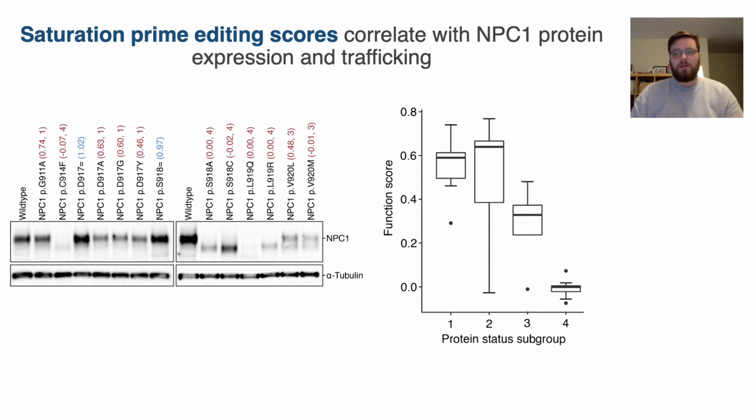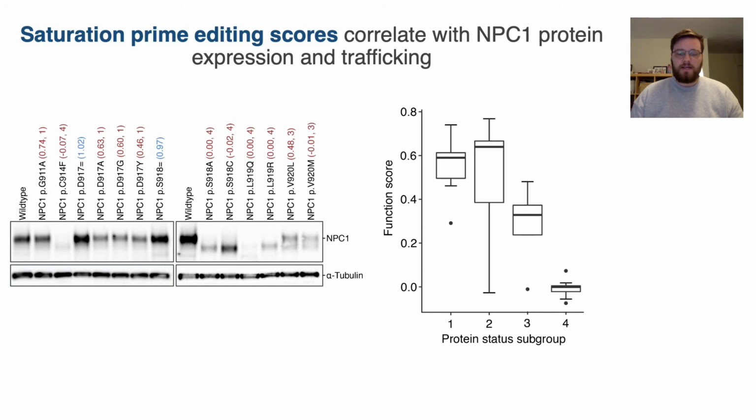the function score. So variants that ran just as a lower molecular weight band, indicating that they're unlikely to be successfully trafficked to the lysosome, tended to have scores that were really similar to the average nonsense score, which makes sense. If the protein's not making it to the lysosome, then it's unlikely to be doing anything functionally productive. And comparing that to a variant that's in protein status subgroup 1, which is a variant with expression comparable to wild type, you find that the function score is actually quite a bit higher, which would make sense.